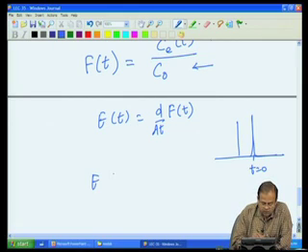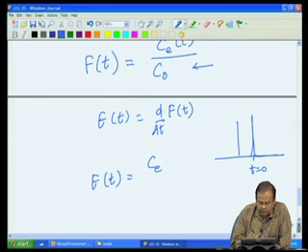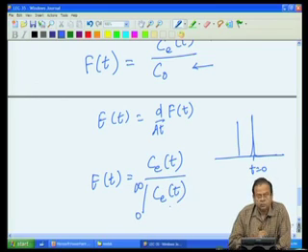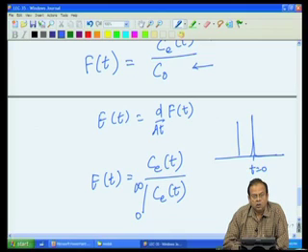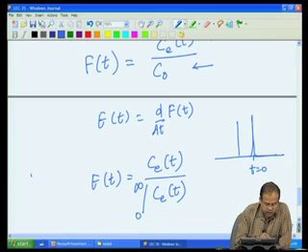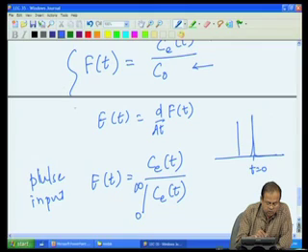If I do that, and put the same thing in my convolution integral, I will get my exit age distribution as E(t) equal to C_e(t), that is the exit concentration, divided by the integral 0 to infinity of C_e(t) dt, and this is my response for pulse input. All this before was for my step input.